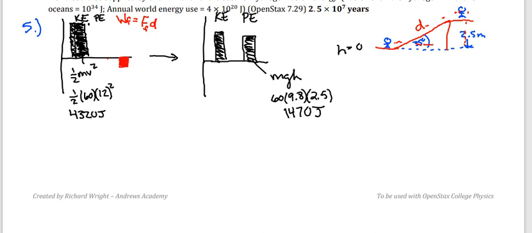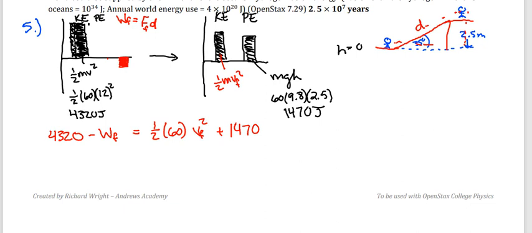So let me write the equation out. 4,320 joules of energy at the beginning, minus some work done by friction. So friction is going to take some of that energy out. Is going to be equal to the kinetic energy at the end, which we don't currently know. We just know that it's 1/2 of the mass, which is 60, times the final velocity squared, plus 1470.